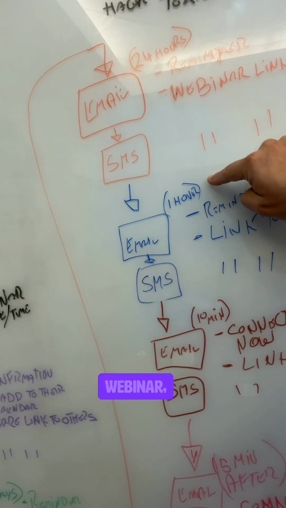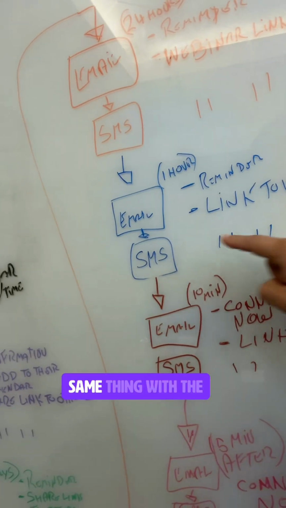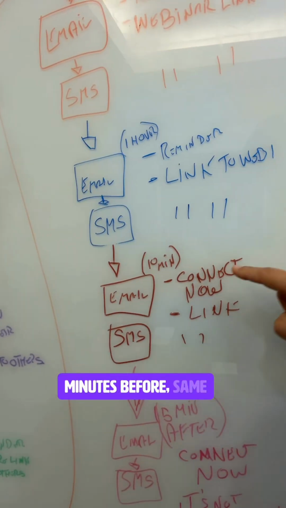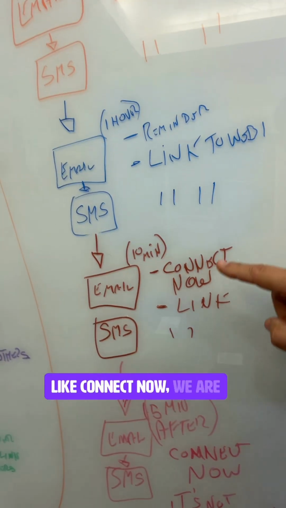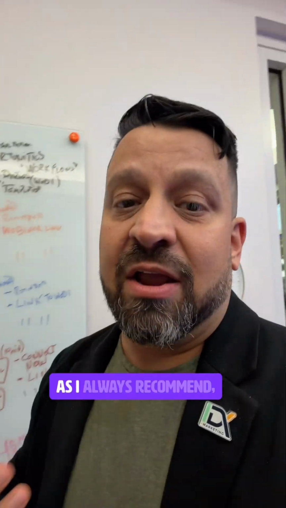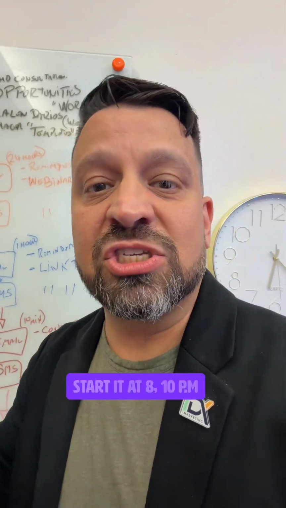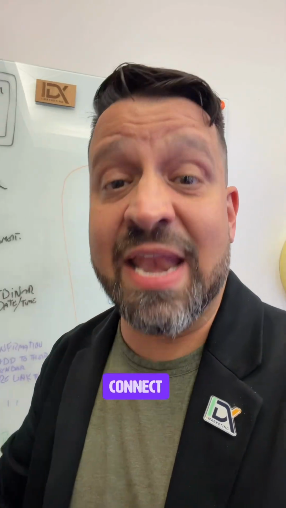An hour before the webinar, we send a reminder with the actual link to the webinar. Same thing with the text. Ten minutes before, same thing, but now the message changes and it's like, connect now, we are waiting for you, the link is here. As I always recommend, wait 10 minutes. So if your webinar is at 8 p.m., just start it at 8:10 p.m. and calculate on that, so you give plenty of time for people to connect.